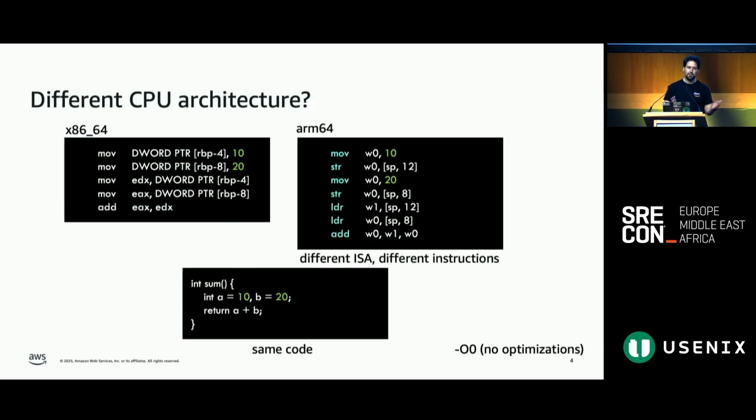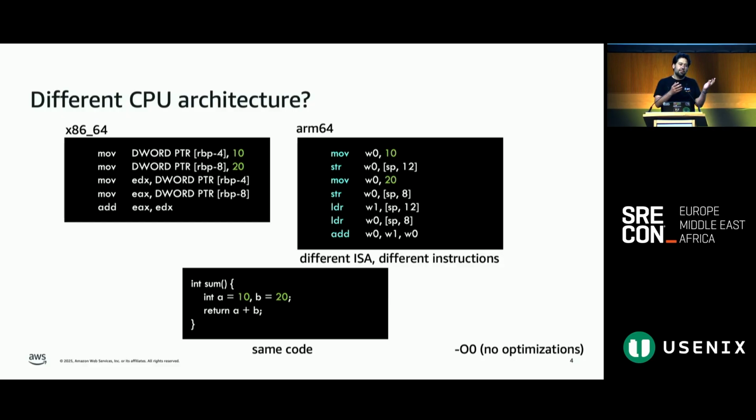Maybe one of the first questions customers ask is, okay, this is a different CPU architecture. What does it mean? Different CPU architecture means that the code we write is going to get compiled into different machine code when we compile for x86 and when we compile for ARM64. This is a very naive example, taking C code and showing how it looks in x86 assembly and in ARM64 assembly.